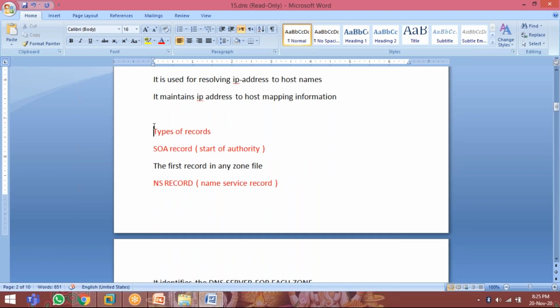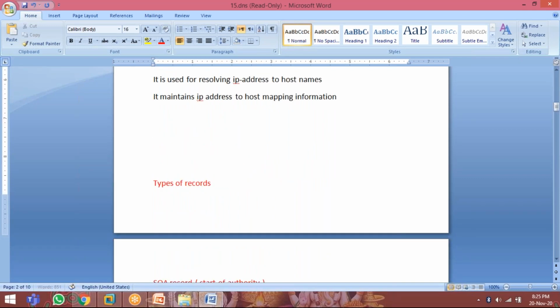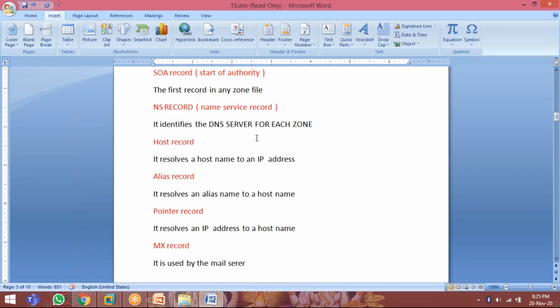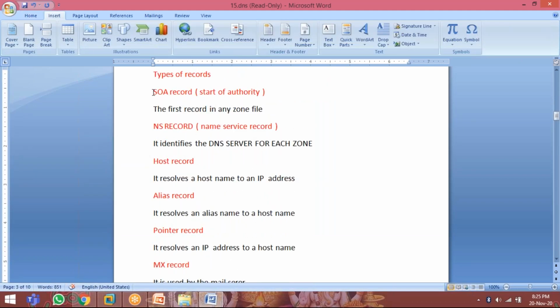This is a compulsory question they will ask in interviews: what are the types of DNS records? The types of DNS records are the SOA record, start of authority. Who is the authoritative person of DNS? The particular server where you configure the DNS server is the authoritative person. So we have to write the authoritative entry. The first record in any zone file is the SOA record.